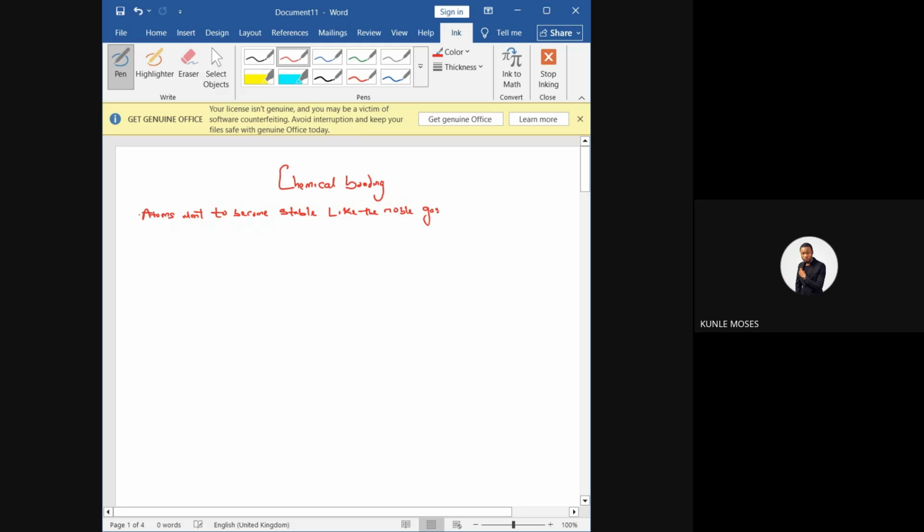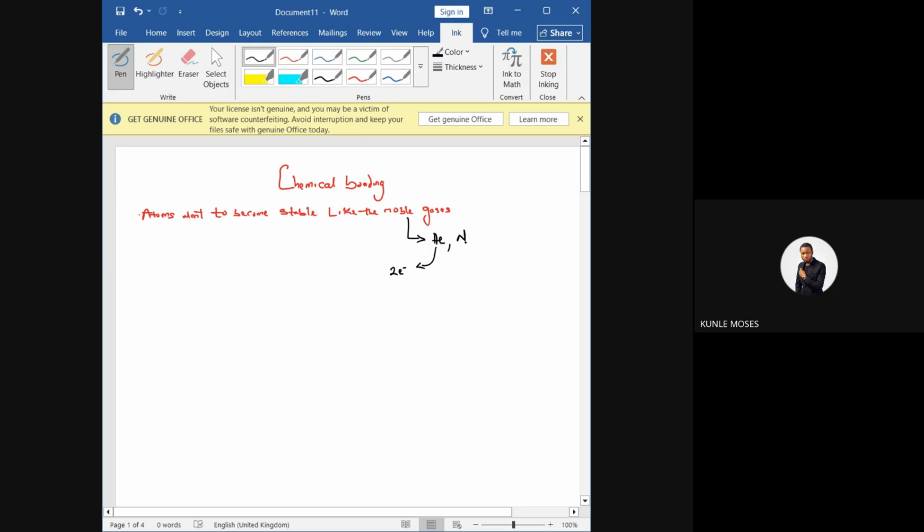Every reaction, every interaction between atoms, what they actually want is a stable octet structure. The octet rule says that we need 8 electrons in the outer shell, or 2 electrons for the first shell. This is to remember. So atoms want to become stable like the noble gas. For example, helium has 2 electrons at the outermost shell, which is the first shell, and it is complete, right?